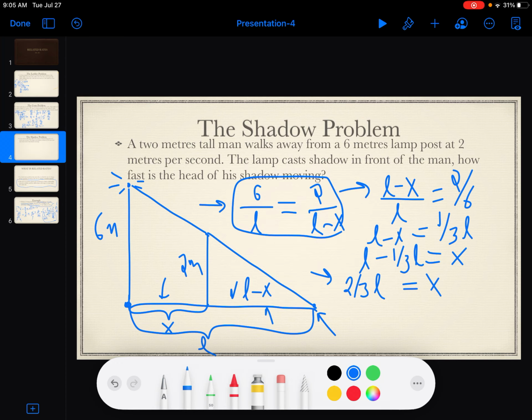And all we need to do now is take the derivative on both sides with respect to time. Doing that, I just get dL by dt is equal to, not 0, but dX by dt. And I'm just going to do some erasing up here.